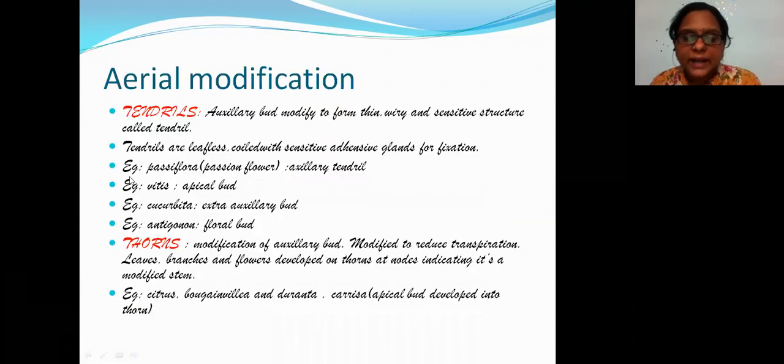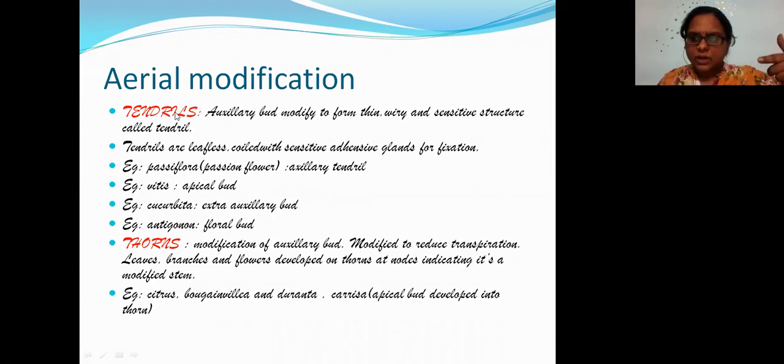So, aerial modification. Now we are coming to the aerial part, above the soil, right? So you have tendrils. Tendrils, you all know, right? They just coil themselves, like pumpkins and all. If you see their stems, they coil themselves just to get support, because naturally their stems are very weak. So tendrils, axillary bud. That's why I showed you that diagram.